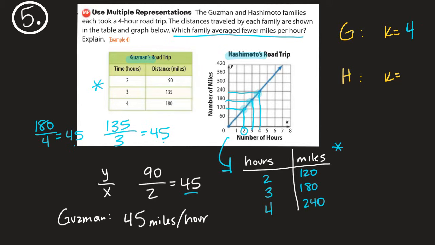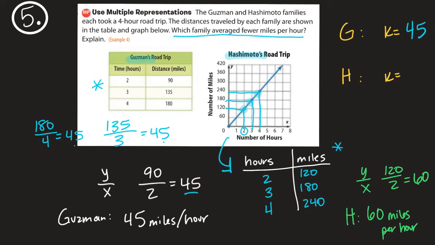So I'm going to write that over here. Let's find the Hashimoto miles per hour. So we have when y is 120, x is 2, which means 120 divided by 2, you get 45. Just kidding. You get 60. So that tells me that the Hashimoto, I'm just going to put H, is 60 miles per hour.